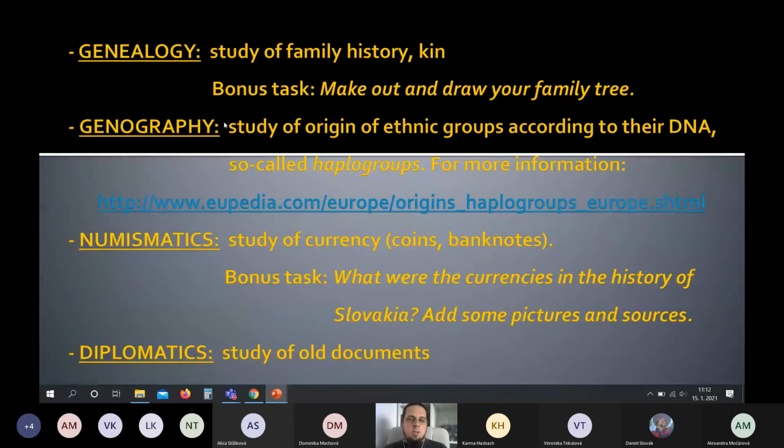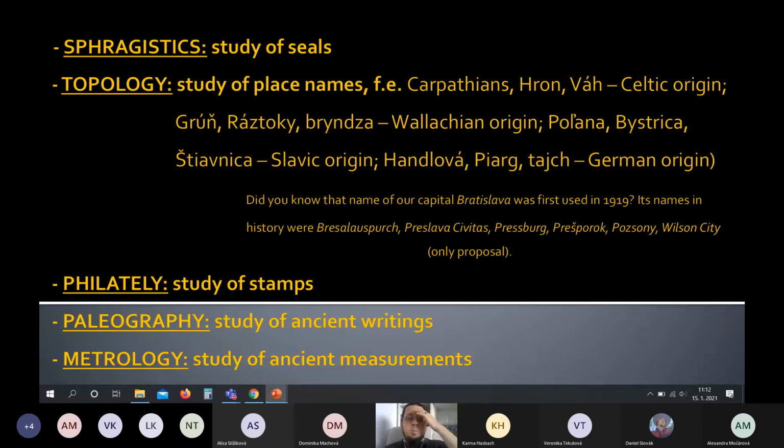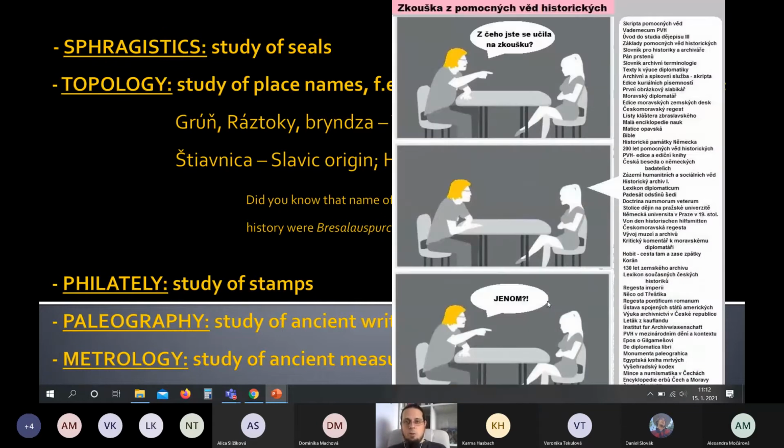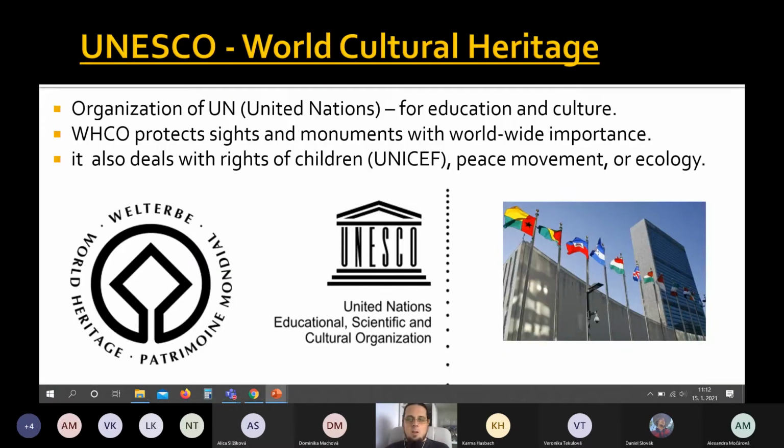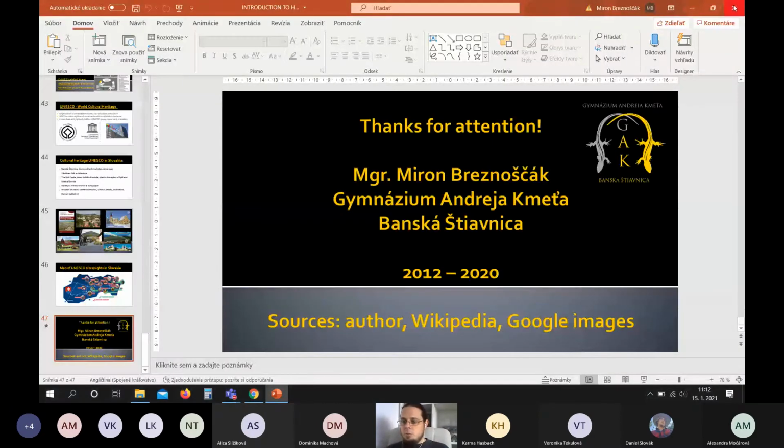Okay, from the others, from genealogy, geography, numismatics, diplomatics, you should definitely know the subjects of study. So what do they study? So sphragistics, topology and toponymy, philately, which is old-fashioned right now, paleography, and so on for medieval and ancient styles. If some of you are going to study history, archaeology, or archives, archivistics, so what did you learn from the auxiliary sciences of history? You got all of these, only not enough. Okay, and UNESCO, that's the only part in here. And what else? That's all from the introduction.